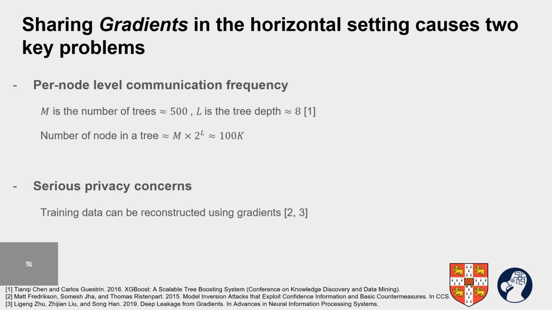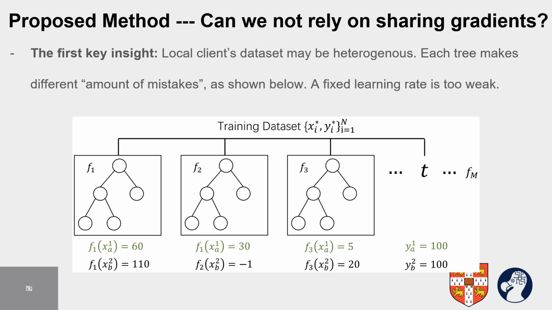The sharing of gradients is proved to be dangerous in previous works. As the training data can be reconstructed using gradients, such sharing needs to be protected. In this work, we ask the fundamental question: is it possible not to rely on the sharing of gradients and hashings to construct a federated XGBoost? In this way, we can simultaneously boost privacy and disentangle the per node level communication frequency. We find this to be possible by formulating two important insights.